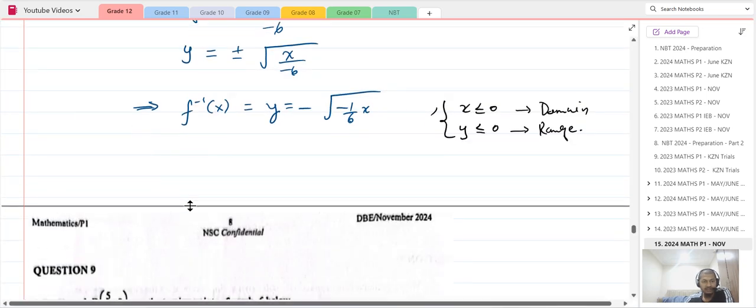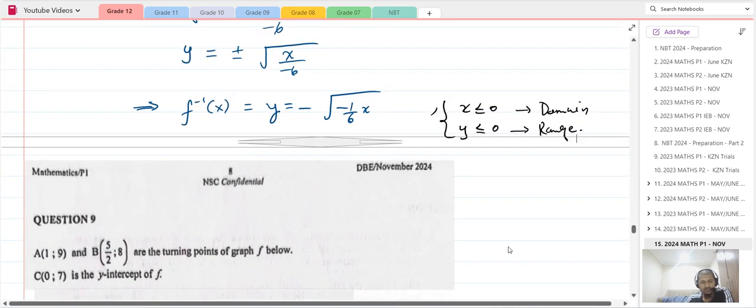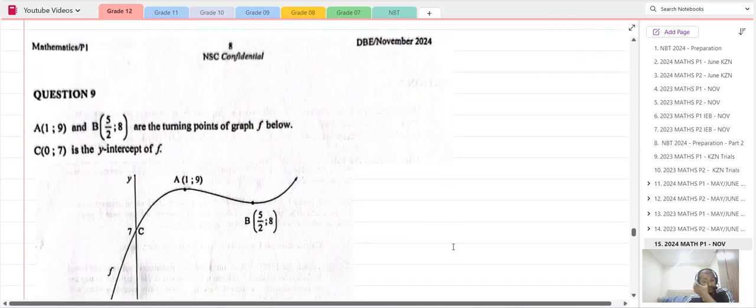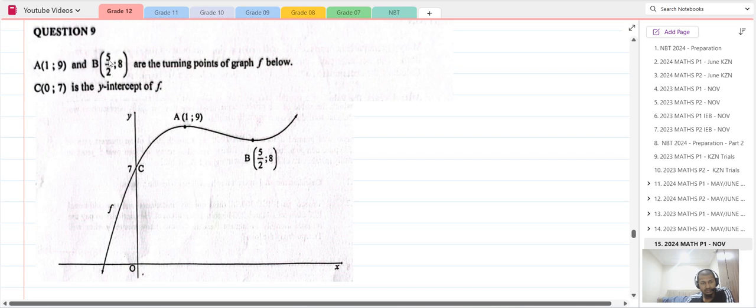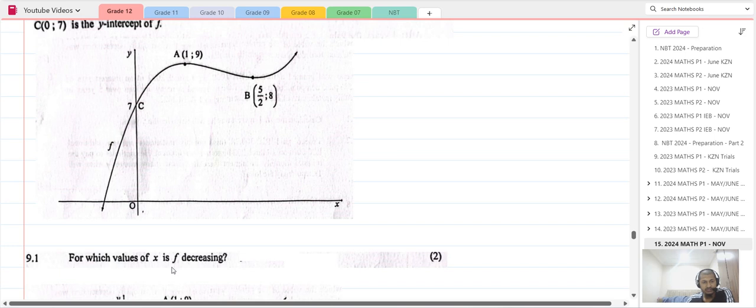Alright guys, so far everything is good. Let's look at the next question. Calculus question. A, which is (1, 9), and B, which is (5/2, 8), are the turning points of the graph of f. Below, C (0, 7) is the y-intercept of f. For which values of x is f decreasing? Decreasing, we need a graph.